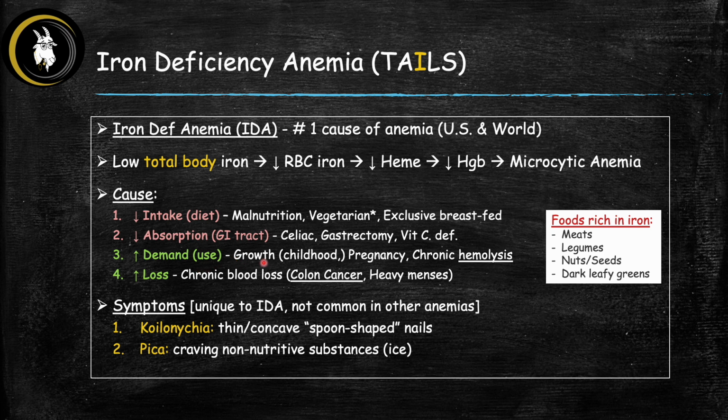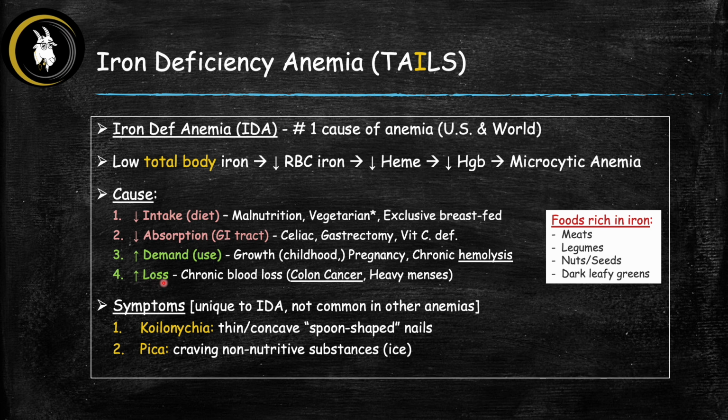Increased demand usually occurs in childhood due to growth. Also in pregnancy, this is a very important and common cause of iron deficiency anemia. And then finally, patients who have chronic hemolytic diseases are going to have an increased demand for iron because they're constantly breaking down and hemolyzing red blood cells. So they need more iron to be able to replace those red blood cells. And so they can actually get a secondary iron deficiency anemia from their hemolytic disease.